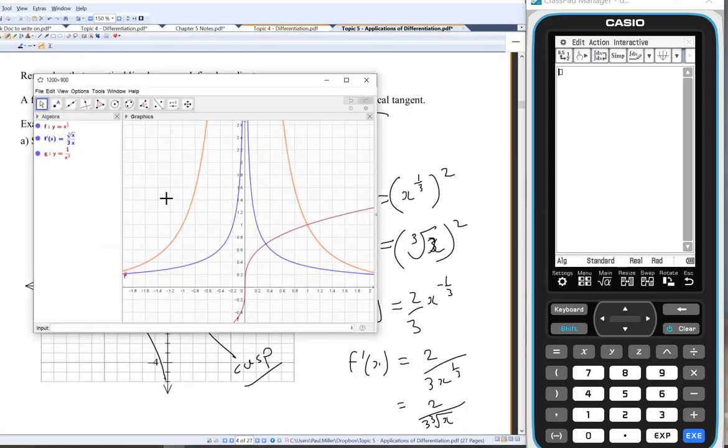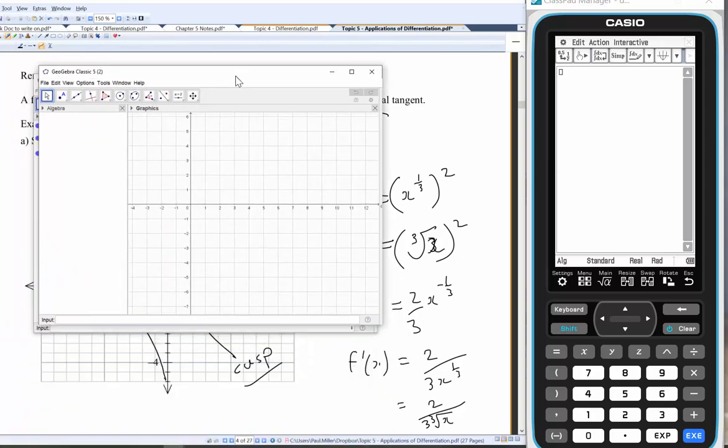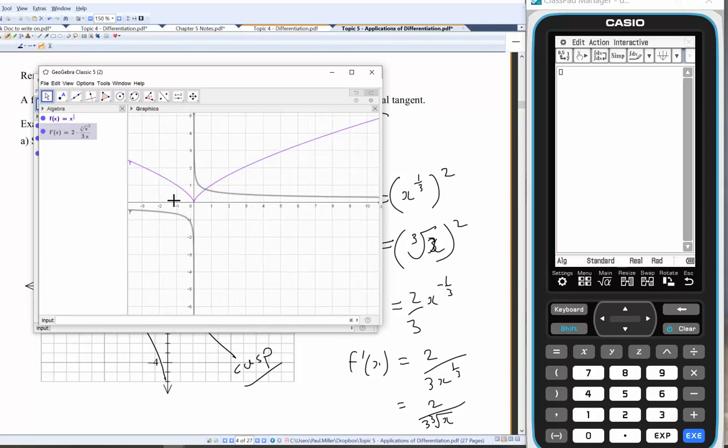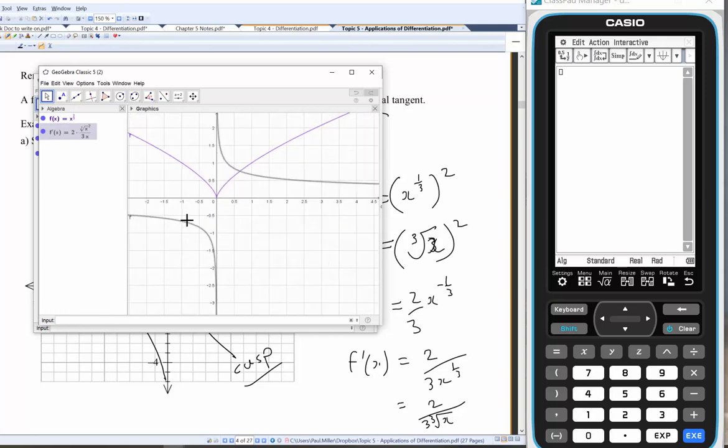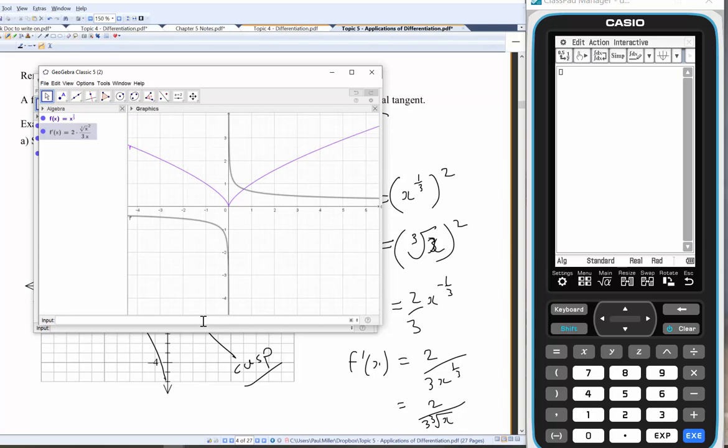Let's just do it. I'm going to pull up a new graph window, drag that across. So f of x equals x to the power of 2/3, I think it was. So there's our cusp. And f dash is this hyperbolic kind of graph, where the standard hyperbola is y equals 1 on x. So there's the standard hyperbola. It's not far off, actually.